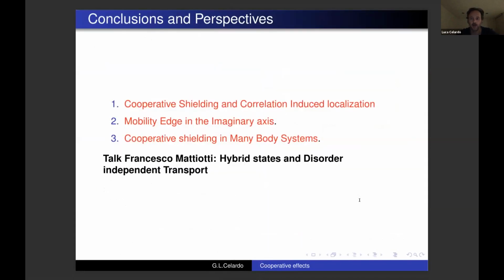So I conclude, okay, just saying again, long-range interacting systems are very peculiar, very interesting. They show very interesting properties with respect to how they react to disorder, and the possibility to exploit these properties to have robust transport will be discussed by Francesco in the next talk. I am done. Hopefully in time. Yes, I think so. Yeah, in perfect time.